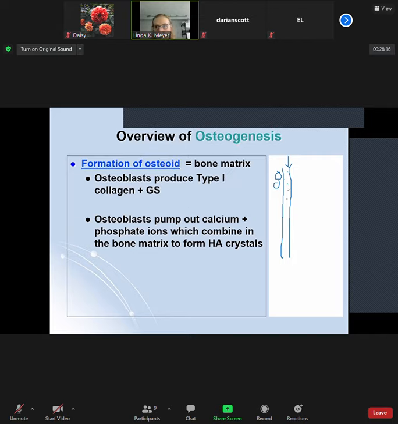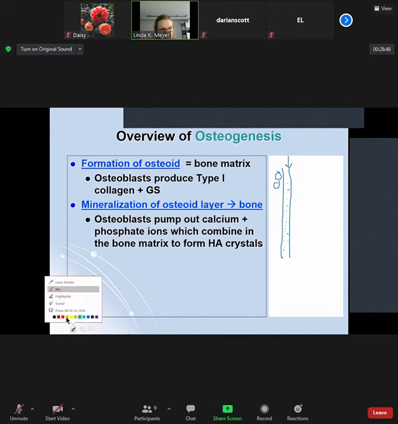So this original layer that was osteoid is now going to mineralize. And that's just mineralization of the osteoid layer. Once you have mineralization, then you actually have bone. So where the arrow is now, that's a layer of bone. And the layer next to the osteoblast, that last layer laid down, is osteoid. There's always going to be a layer of osteoid next to the osteoblast. That last layer is going to be non-mineralized.